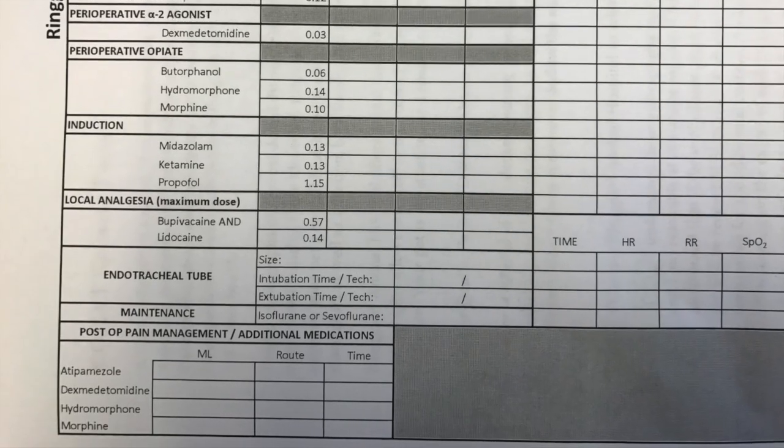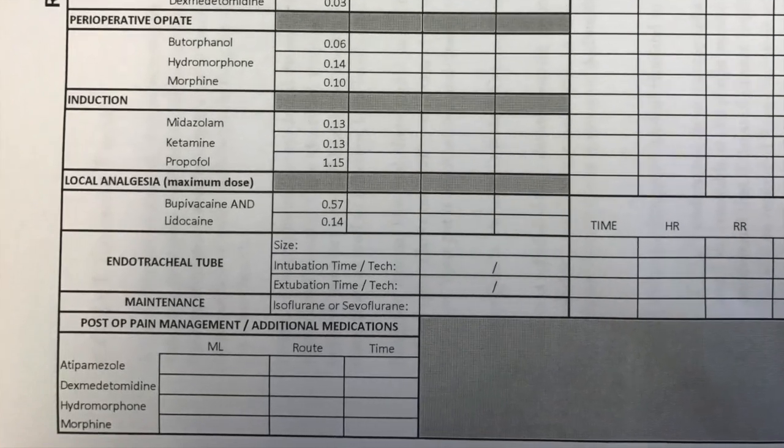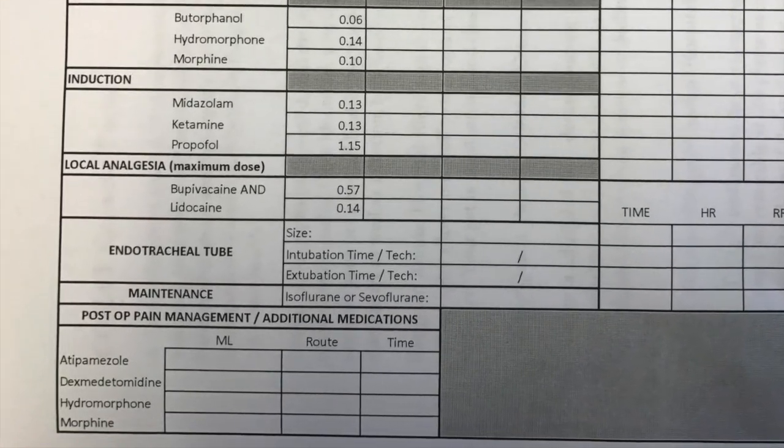Down along the bottom we have some extra information if we have to give any post-surgical drugs, any reversals or additional pain medications. We also have sections to note IV catheter size and site, as well as the endotracheal tube. We note what size tube we use so that in future anesthesias we know what size tube worked previously and we can start with that instead of having to potentially do some trial and error to get the correct size. So that's our anesthesia form that we use for monitoring.